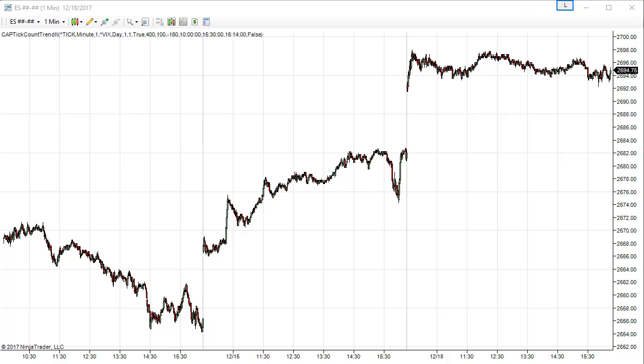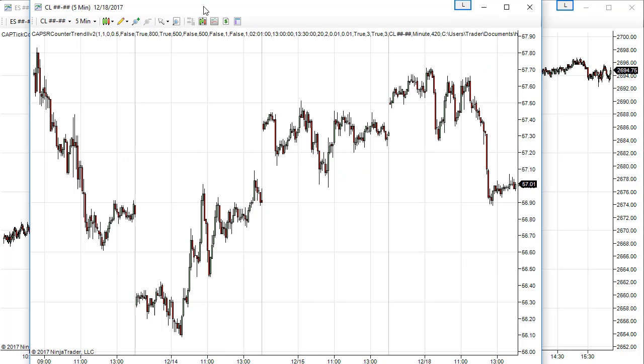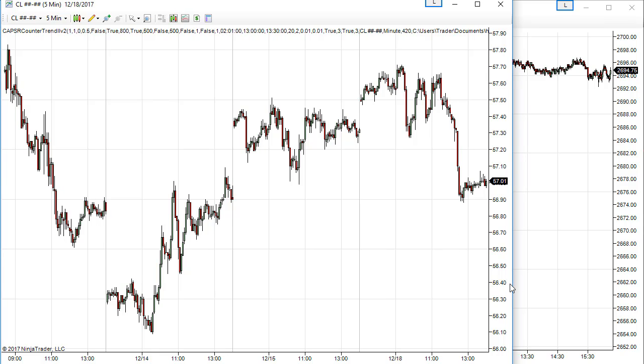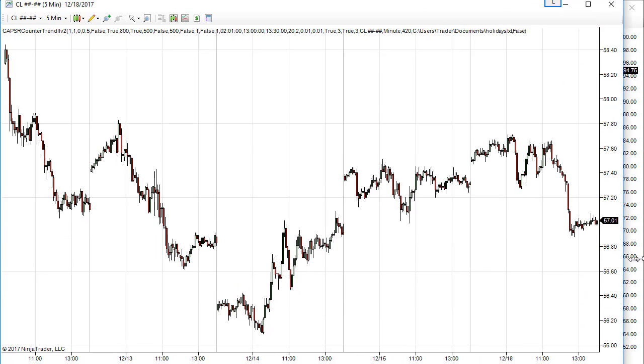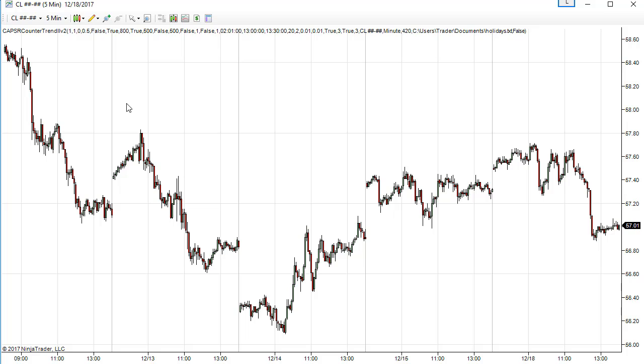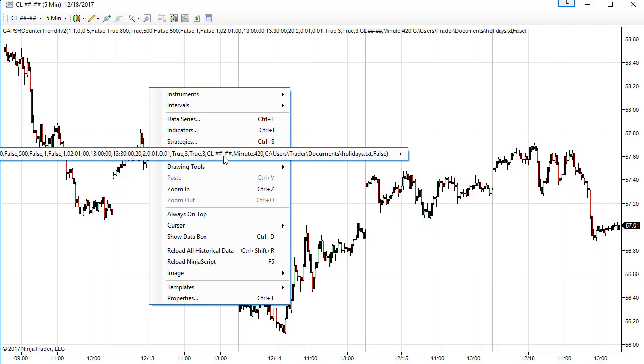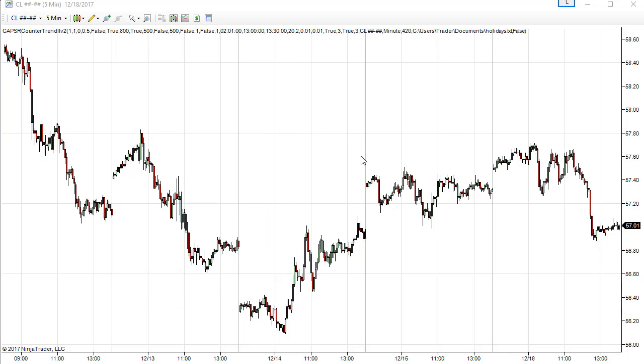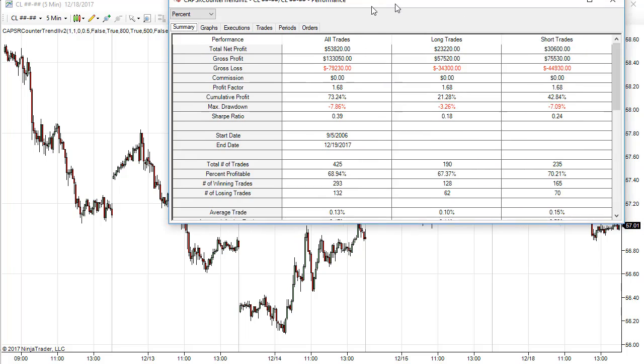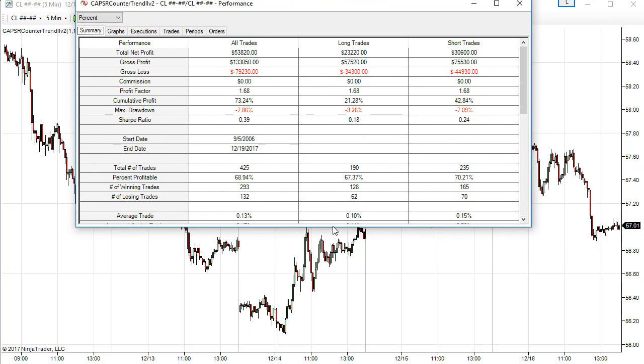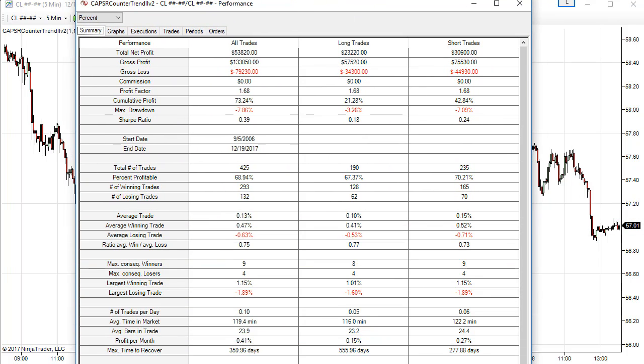Our SR counter trend 2, and this strategy works well in crude oil, Brent, gold, and silver. And I'm going to show you the results here. This is a new strategy, but it's similar to our SR counter trend strategies. Here is the performance summary for SR counter trend 2.